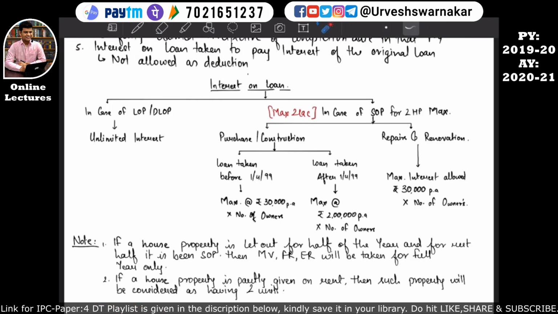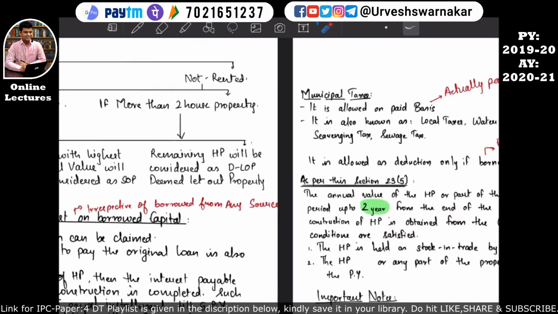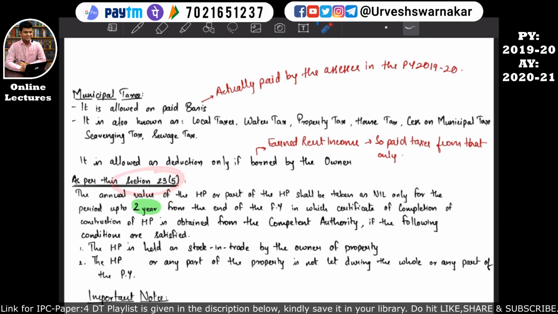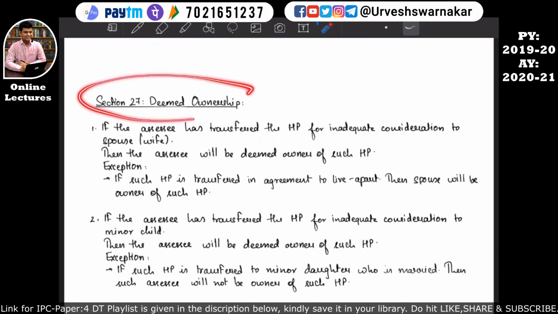Okay students, so now let's complete all the miscellaneous parts of this chapter, income from house property. The miscellaneous parts that are pending are number of owners. This note is a miscellaneous part. This vacancy period is also a miscellaneous part. Section 23 subsection 5. And some important note as well as section 27, deemed ownership.